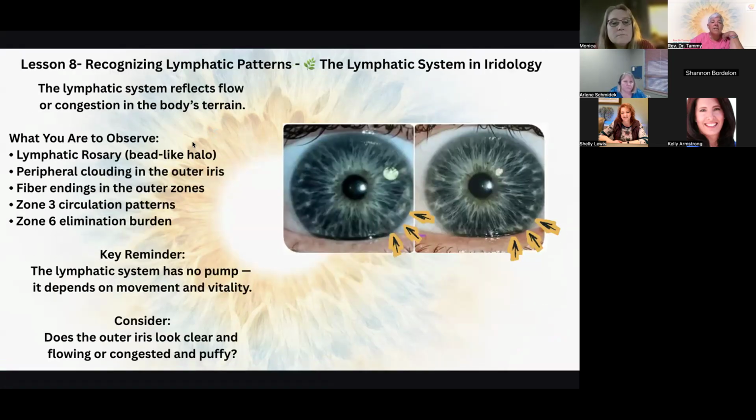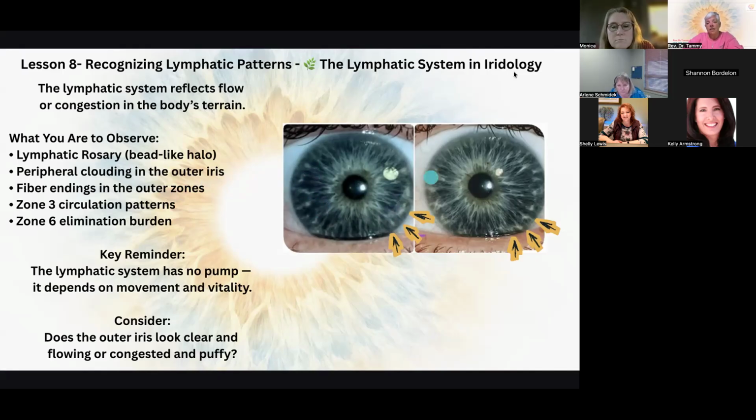So lesson 8 is recognizing lymphatic patterns. The lymphatic rosary is the most indicative thing in the eyes to find when there's lymphatic system sluggishness or congestion. What you're going to look for is a lymphatic rosary, or what I would call a string of pearls around the outer edge of the eye, or a halo. It's peripheral clouding in the outer iris, so you can see the little nodules.